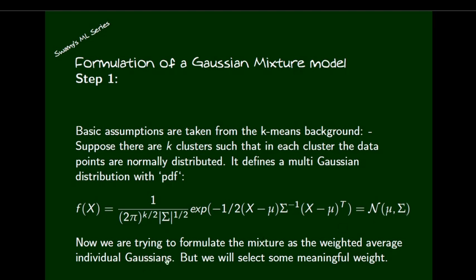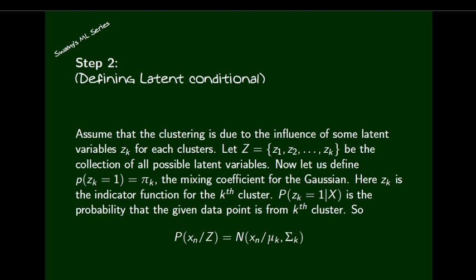Now we are trying to formulate, this is the core part, the mixture as a weighted average of individual Gaussians. But we will select some meaningful weight. So this is the highlighted point. We are going to select some meaningful weight instead of Wi in our usual definition. So as a step 2, we define the latent conditional.